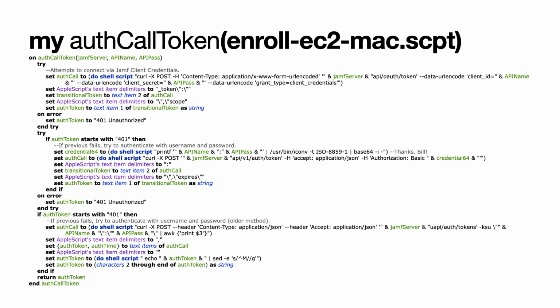anything that needs to be done more than once. This one, I know this is a little bit tall, but this is what I call auth token, and this is actually to grab an authorization token from the Jamf API. You can see there are actually 3 if-then statements in there because there are 3 ways to communicate with the Jamf API.